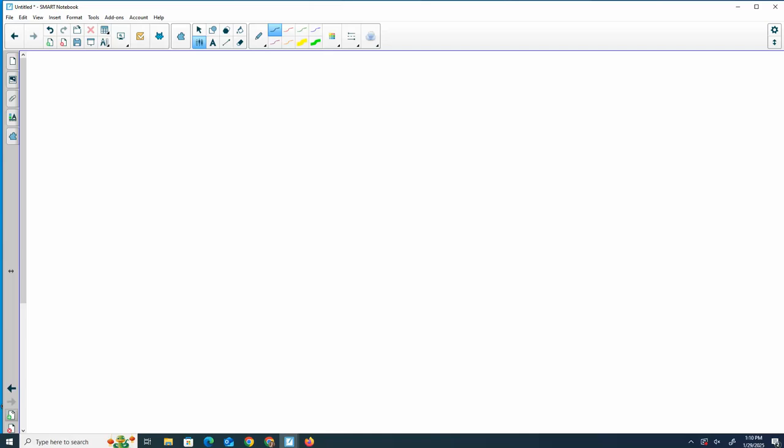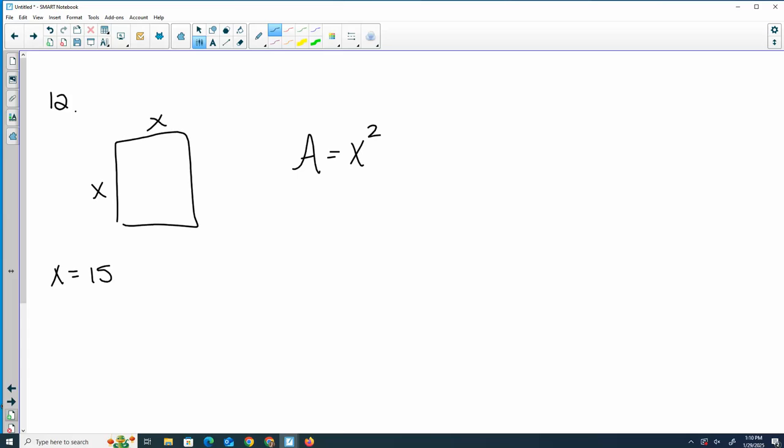So on number 12, we make computer chips, and they are squares. So we know in a square, every side's the same. Pretend that's a square. And we want the x to be close to 15. We want to know how the area changes when the side length changes. Find A prime of 15. So first, what is the area of a square? X times X, or x squared, length times width.